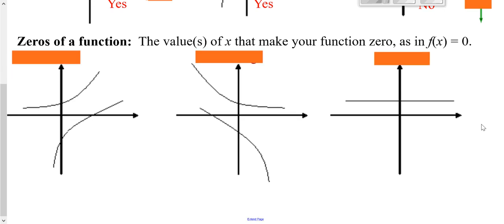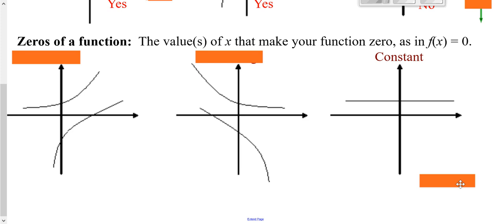So, zeros of a function are where your graph crosses the x-axis. So down below here, we have actually 3 types of functions. Here we have a function that's just a horizontal line, it doesn't go up, it doesn't go down, it's always the same, so it's referred to as a constant function.